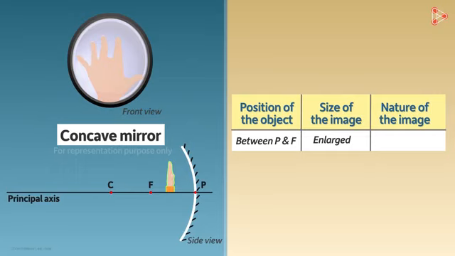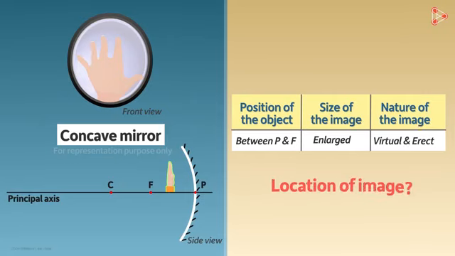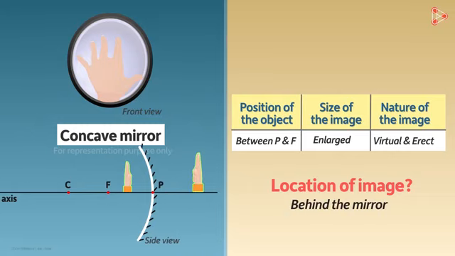Also, is the image upright or erect? What about the nature of the image? Is it real or virtual? Yes, it's the virtual image. It appears to be formed behind the mirror. Where is the location of the image? It is a virtual image, so it does not have any location. It only appears to be formed in a location behind the mirror. But we will find that location in our next video using ray diagrams.